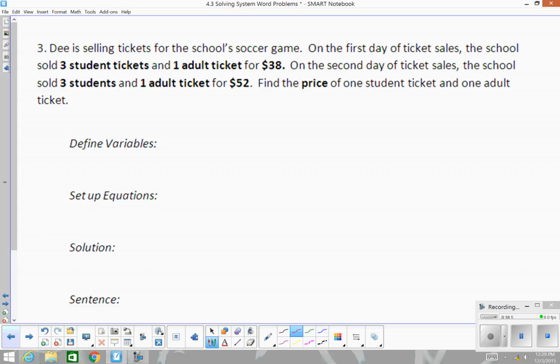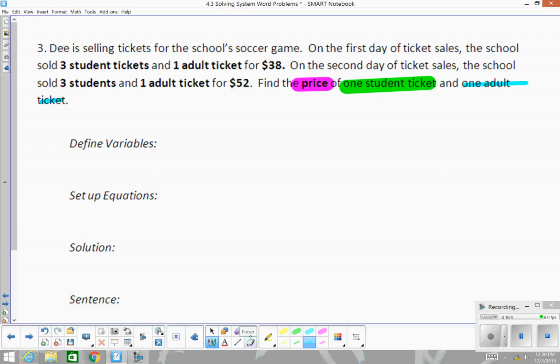It says, D is selling tickets for the school soccer game. On the first day of ticket sales, the school sold 3 student tickets and 1 adult ticket for $38. On the second day of ticket sales, the school sold 3 student tickets and 1 adult ticket for $52. What is the question asking you? Find the price of 1 student ticket and 1 adult ticket.